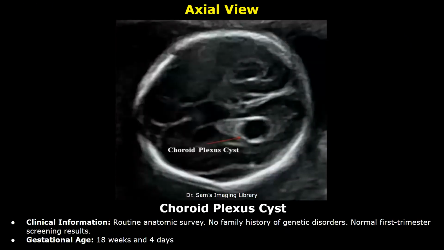This is a report for choroid plexus cyst. Clinical information: routine anatomic survey, no family history of genetic disorders, normal first trimester screening results, gestational age 18 weeks and 4 days.